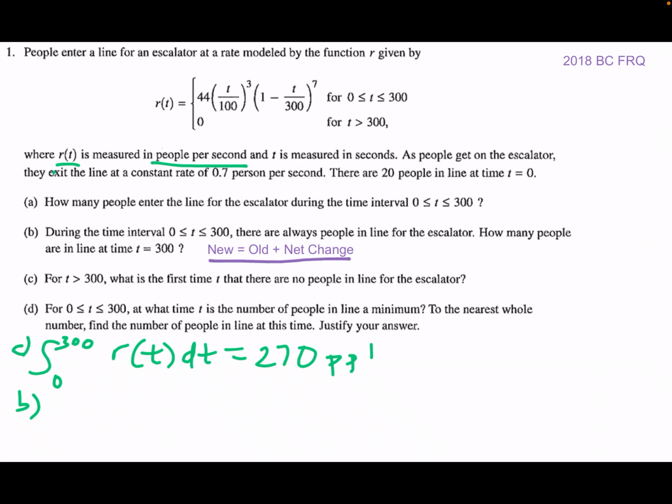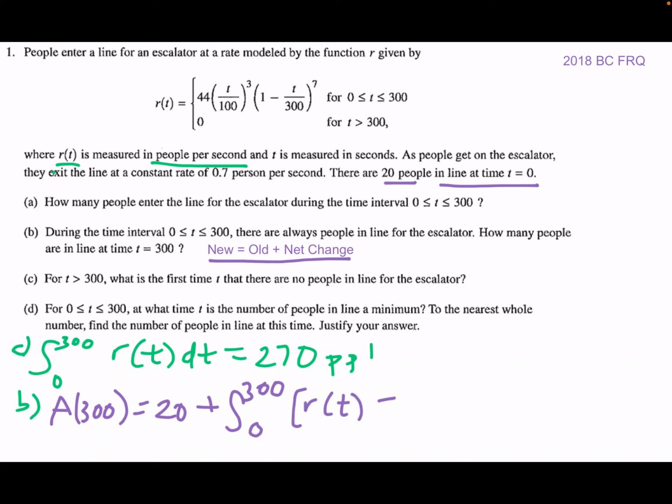So the number of people at time 300, I'm just going to call it A for amount. The amount of people at time 300 is going to be the amount of people at time 0, which is 20. There are 20 people in line at time 0, plus the net change, which is the integral of the rate of change. So it's the integral from 0 to 300 of rate in minus rate out, is how I would prefer to do it. Minus rate out, I'm just going to throw right inside the integral. Another option to this I'll give you in a second.